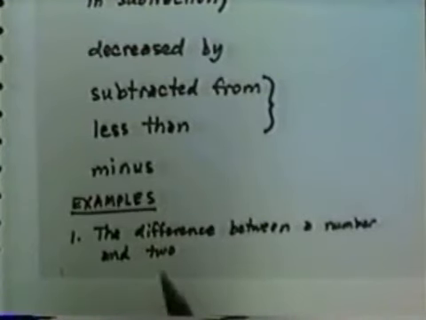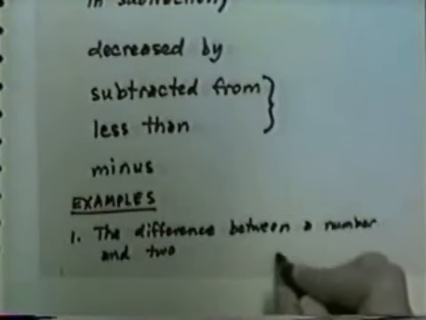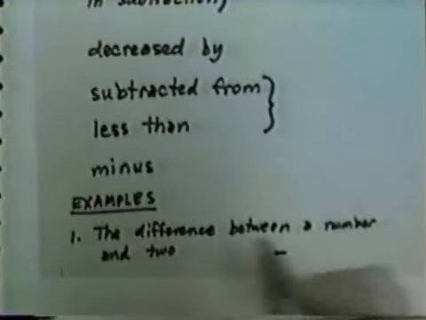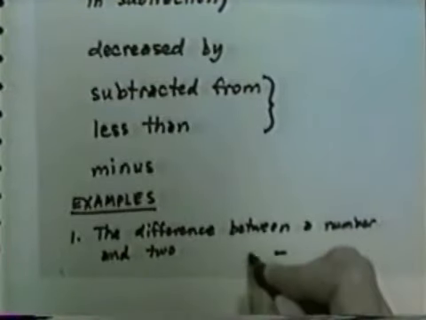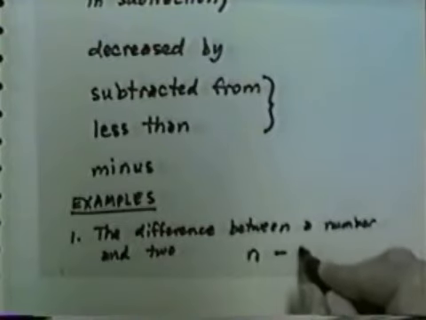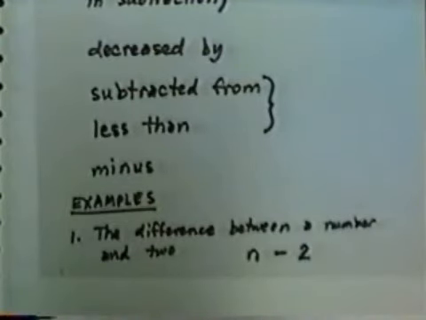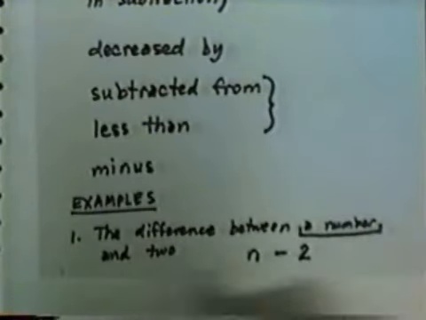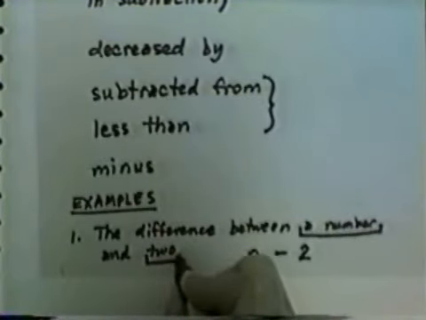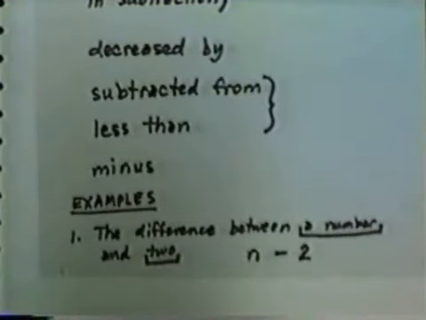Our first example says the difference between a number and 2. If we use n to stand for the number, difference tells us we're going to subtract. The difference between a number and 2. The number comes first, n, 2 comes last. The difference between a number and 2 is n subtract 2.